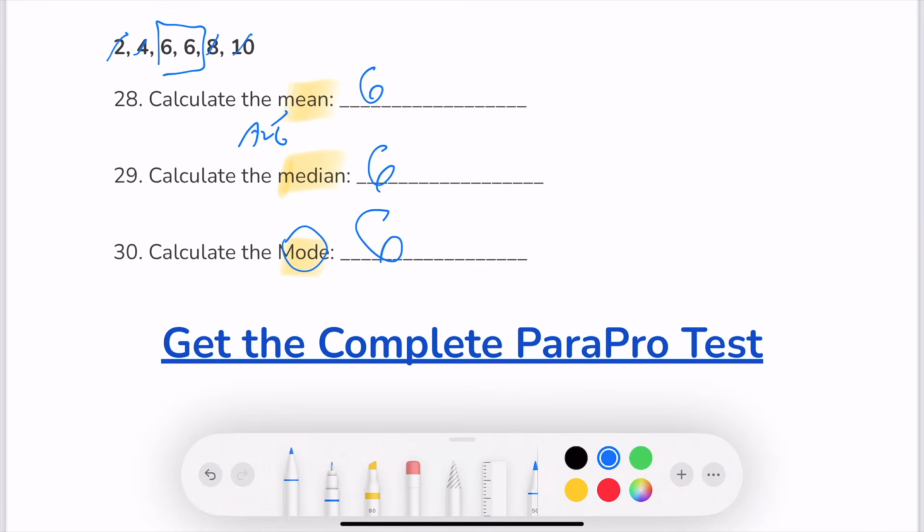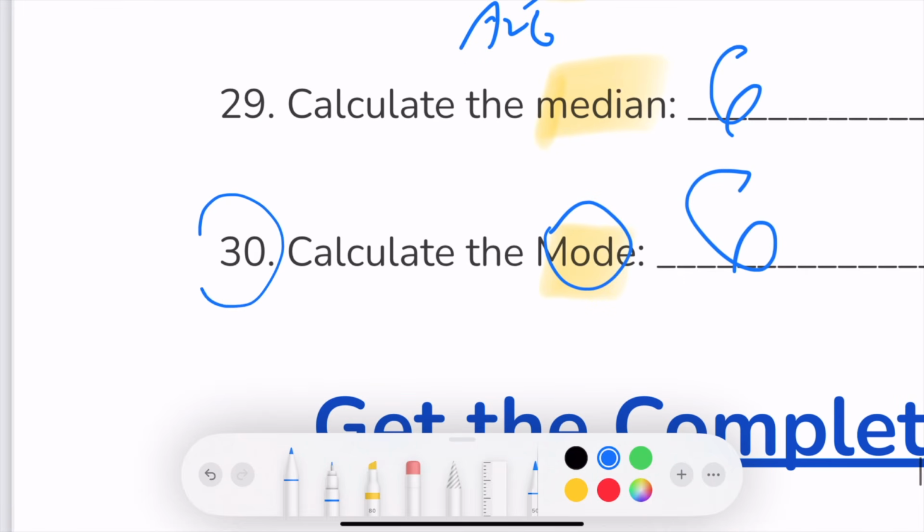All right, that's the end, and we together have completed a total of 30 questions similar to what you will receive while taking your official ParaPro exam.